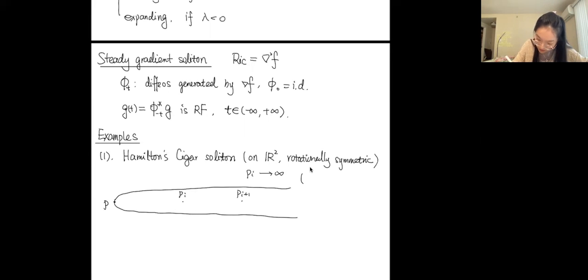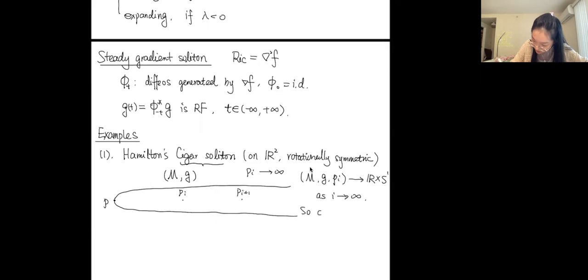Let's call this cigar the manifold, the cigar soliton. Then we look at this pointed manifold, pointed at this different pi. Then this will converge to a flat cylinder at infinity. And so this tells us that the cigar soliton is a collapsed solution, because the flat cylinder has 0 curvature, but the volume is not comparably as large. So this is a collapsed solution.